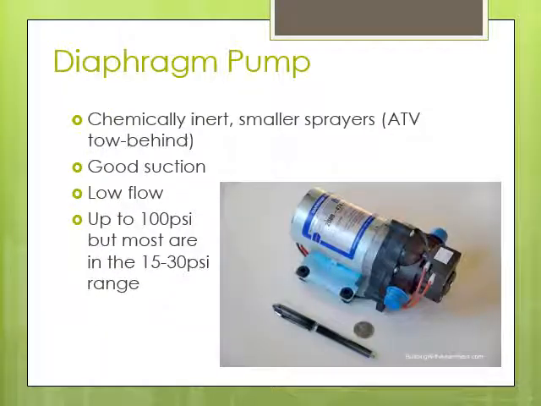Typically, they are decent at suction, but fairly low pressure, maybe 100 psi, but not often that high. Sometimes little tow-behind sprayers for ATVs. A lot of greenhouses use these little pumps to spray herbicides around the perimeter to keep your perimeter weed free. They're usually 12 volts, or sometimes they're operated by air pressure in a tractor or a PTO.